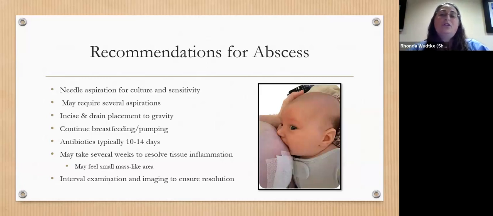So often there'll be a procedure called an incision and drain, where they will actually leave a drain open and that breast tissue open to allow that bacteria to clear. They can still provide the breast milk, they still can breastfeed, they can still pump, as long as that baby's mouth or the pump does not come in contact with the area of the abscess. They typically need antibiotics for about 2 weeks, and they will take a while for this to heal, and they may still have some inflammation there. They should be followed with numerous appointments with their provider, as well as imaging to ensure that that area has improved.